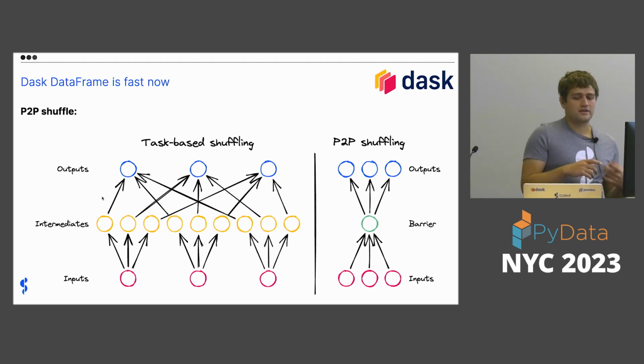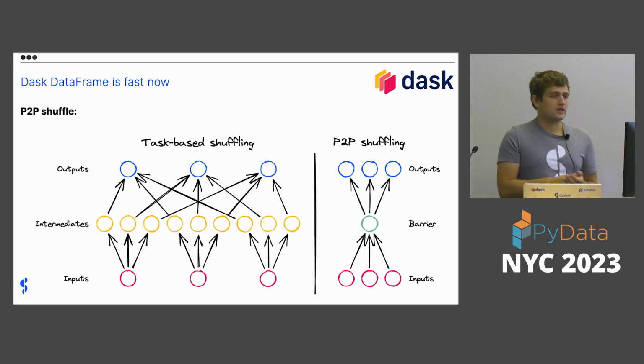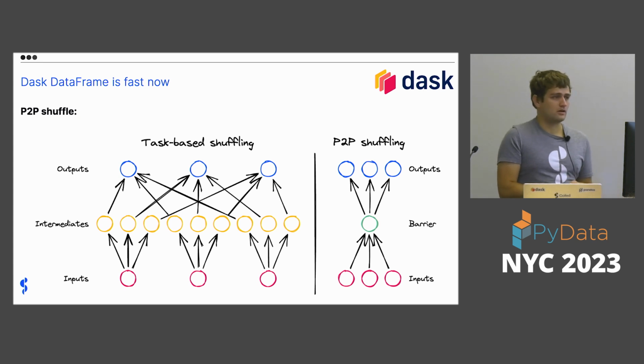This scaled with n times m, where n is the number of input partitions and m is the number of output partitions. So in the worst case, you had a quadratic growth of intermediate tasks. And if you have to schedule millions of small tasks, then the Dask scheduler will just clog up and slow your cluster down by orders of magnitude.